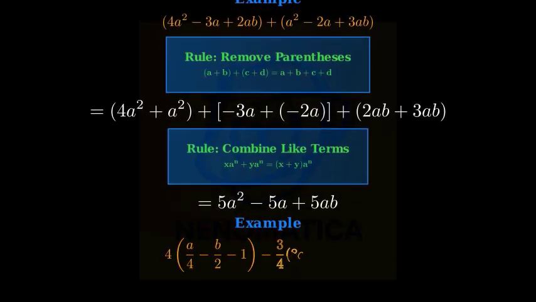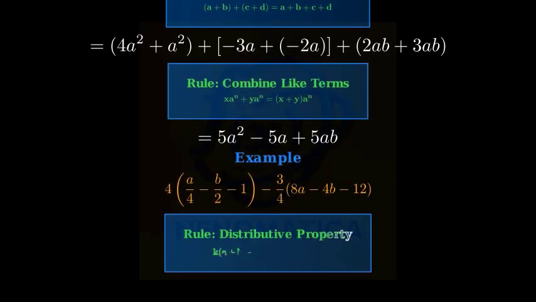We have 4 times the quantity a over 4 minus b over 2 minus 1, minus 3 over 4 times the quantity 8a minus 4b minus 12. This example will require us to carefully distribute terms and then combine like terms. First, we need to distribute the coefficients to each term inside the parentheses. Let's start with distributing 4 to the first parentheses.